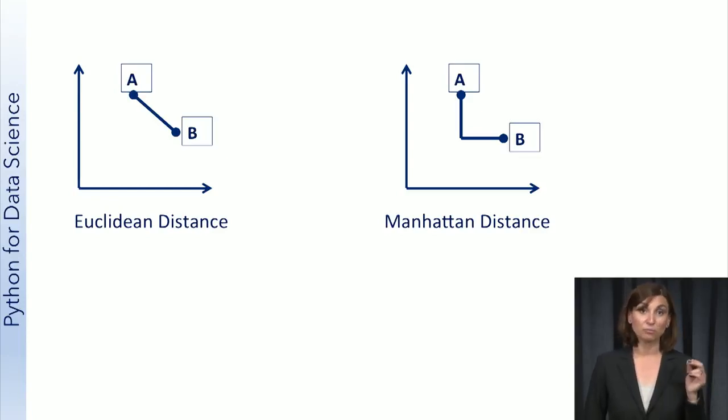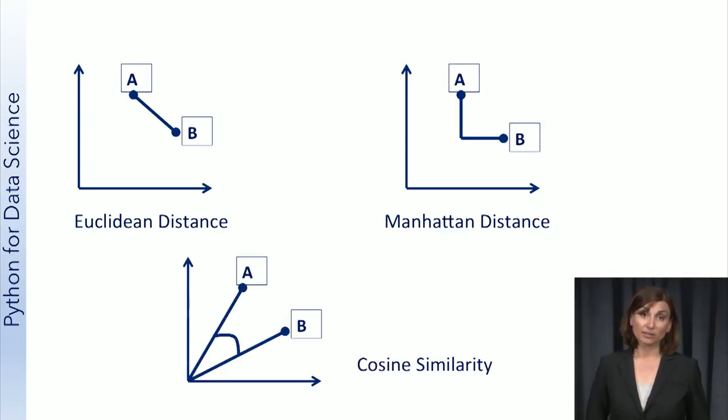To go from point A to point B, you can only step along either the x-axis or the y-axis in the two-dimensional case. So the path to calculate the Manhattan distance consists of segments along the axis instead of along a diagonal path as with the Euclidean distance. Cosine similarity measures the cosine of the angle between points A and B as shown in the bottom plot.